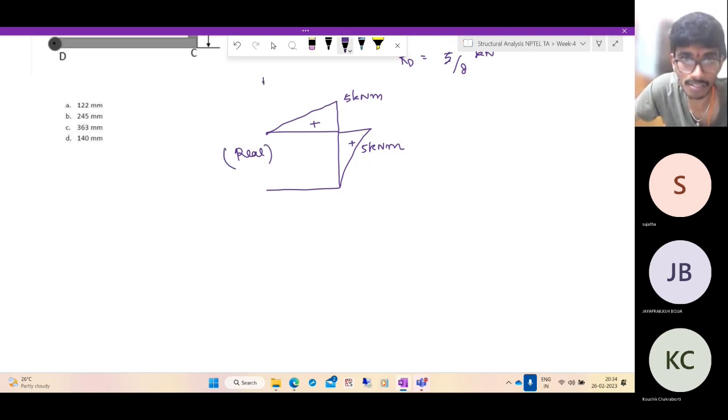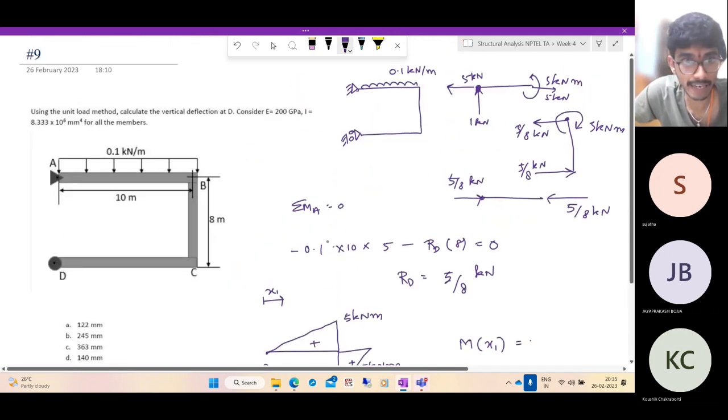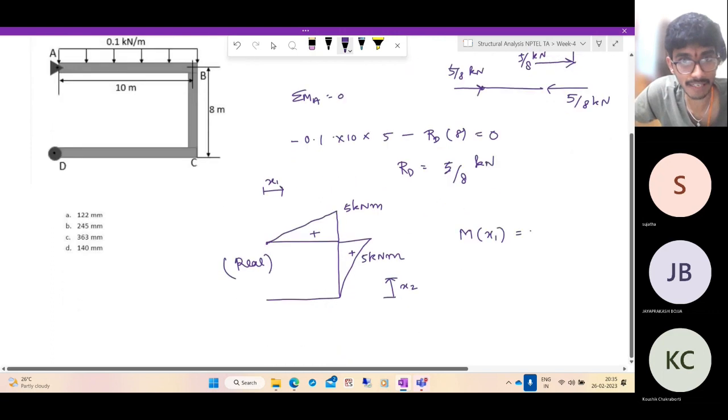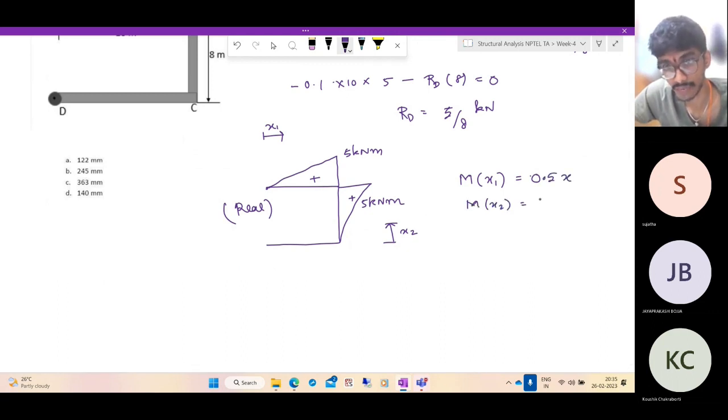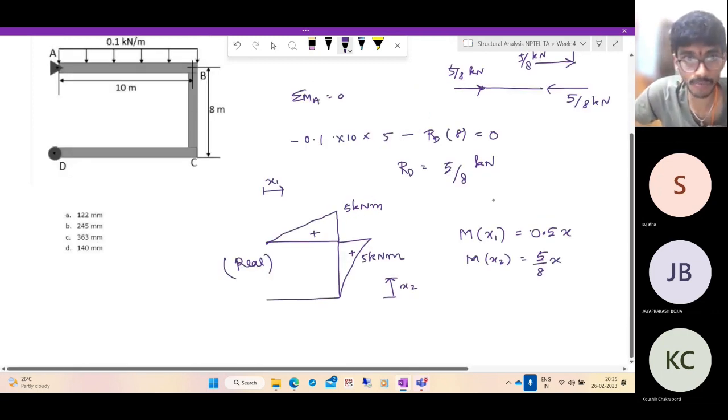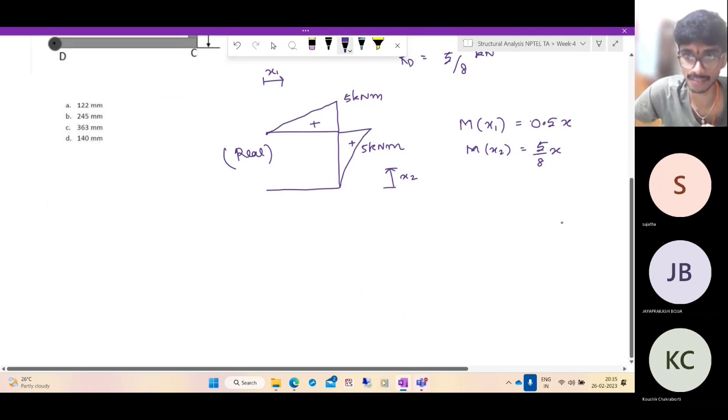Now let me take the origin of the coordinate system on this side for this member and this side for this member. So what is capital M of x1? It is 5, right? So it is just 0.5 x. M of x2 is 5 by 8 times x. Hope you get how we get this. So that is the real bending moment diagram.